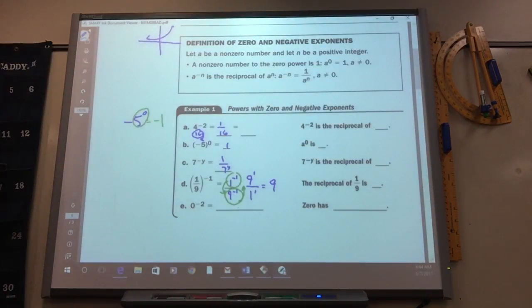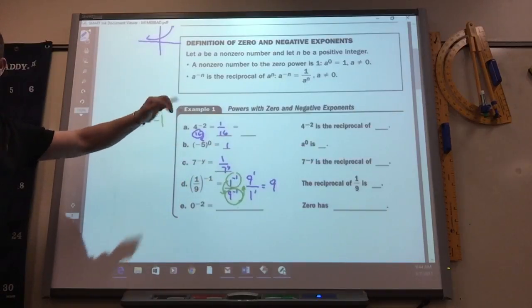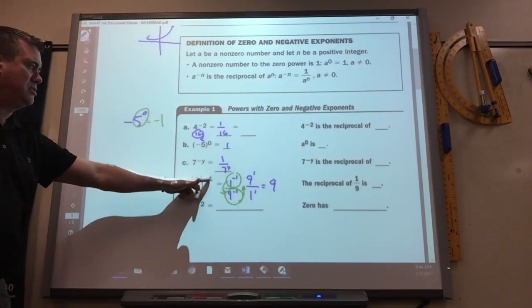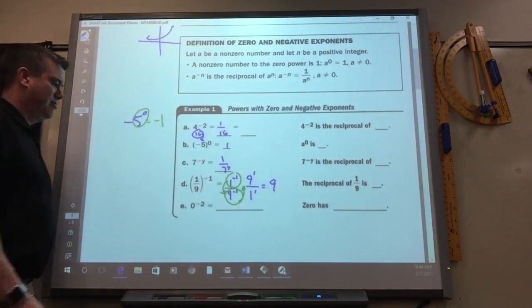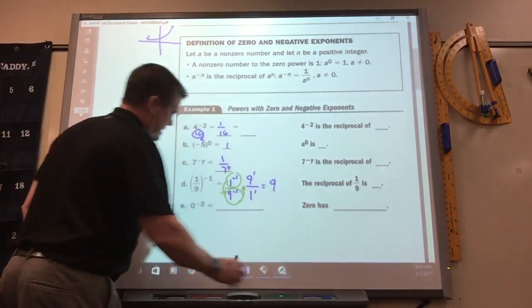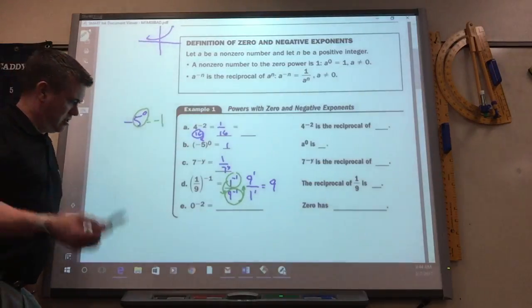Okay? So when it's a fraction to a negative, what you're going to end up doing is flipping it, and that changes it to a positive exponent. 0 to the negative second is 0, right?